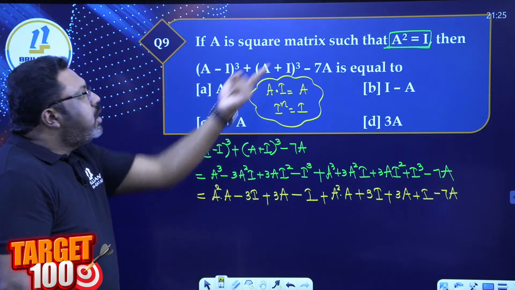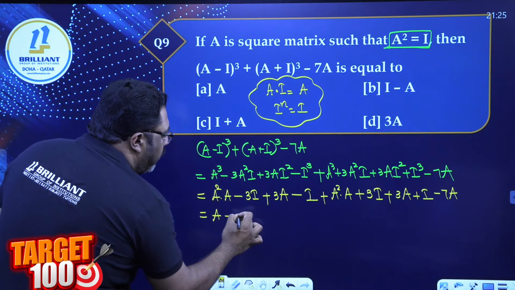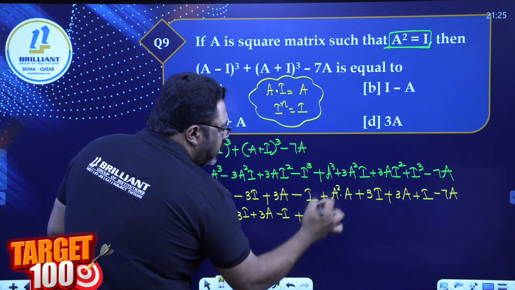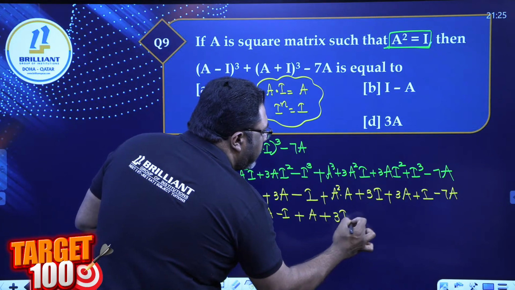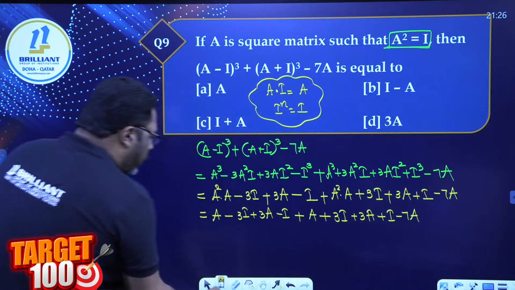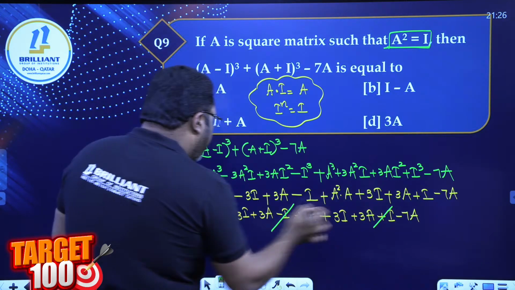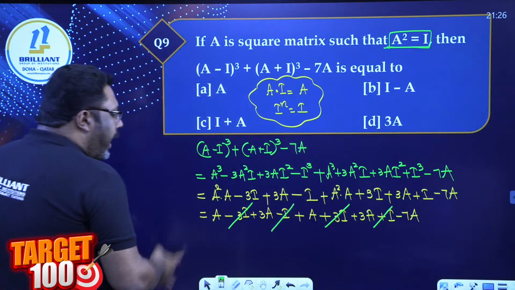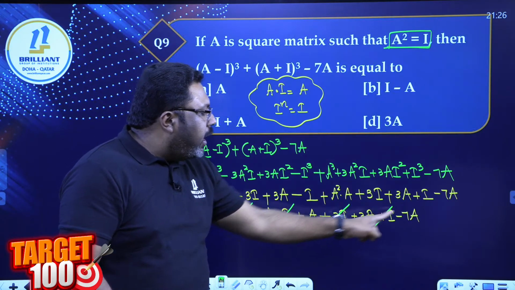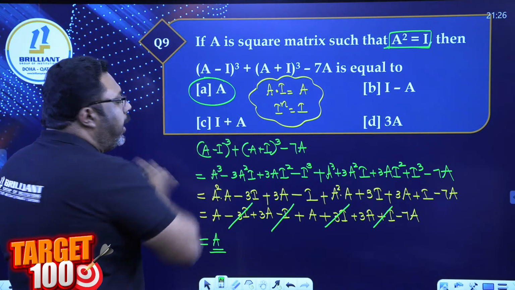We know A squared is I. So I into A is A, minus 3I plus 3A minus I, plus A plus 3I plus 3A plus I, minus 7A. You can clearly see some of the terms are being cancelled off: minus I plus I, minus 3I plus 3I, and add all the A's. A plus 3A, 4A, 5A plus 3A, 8A, 8A minus 7A. The answer is A, option A.